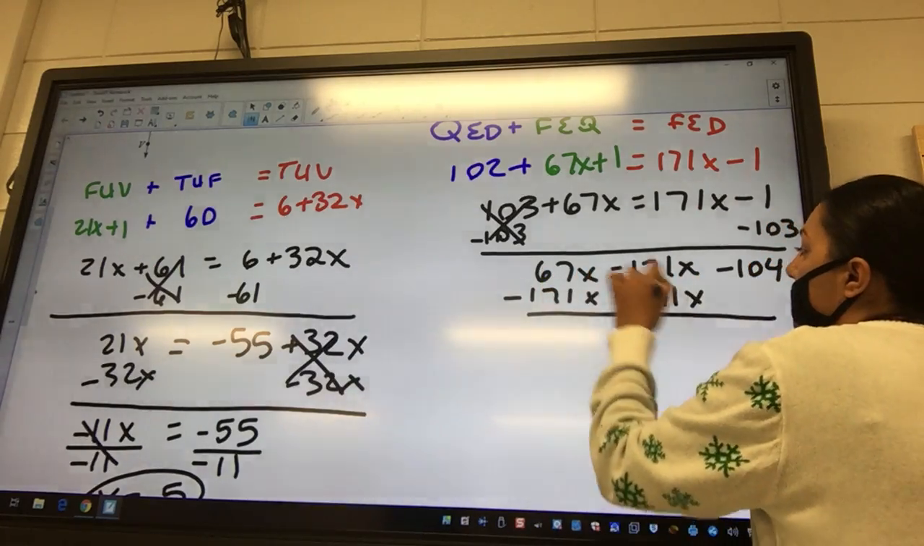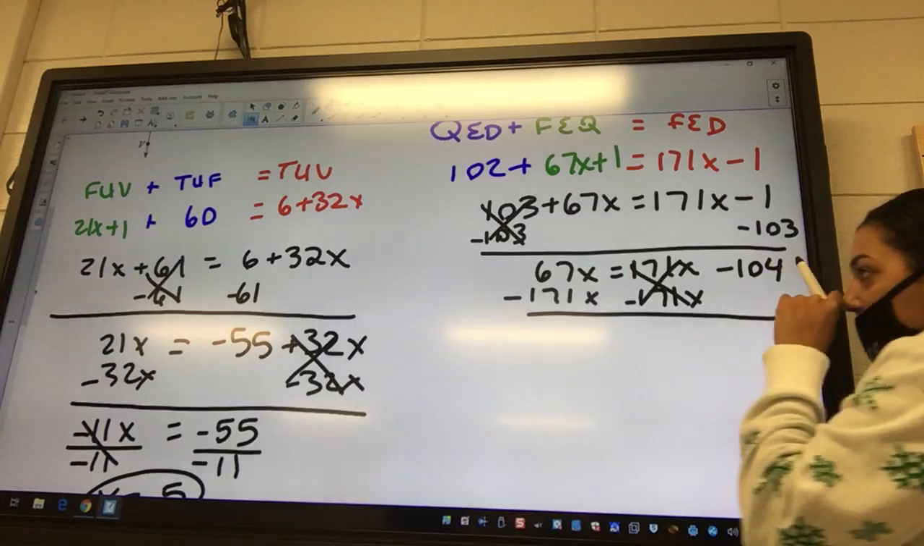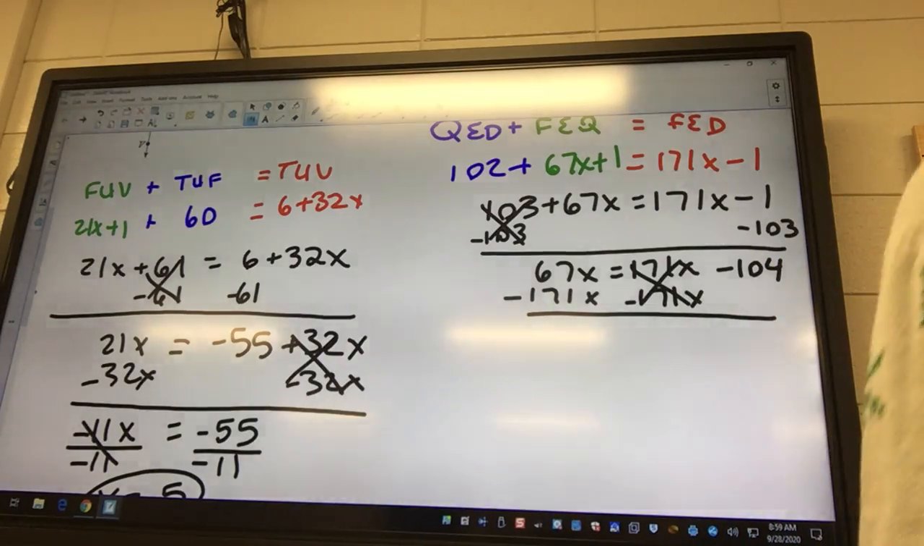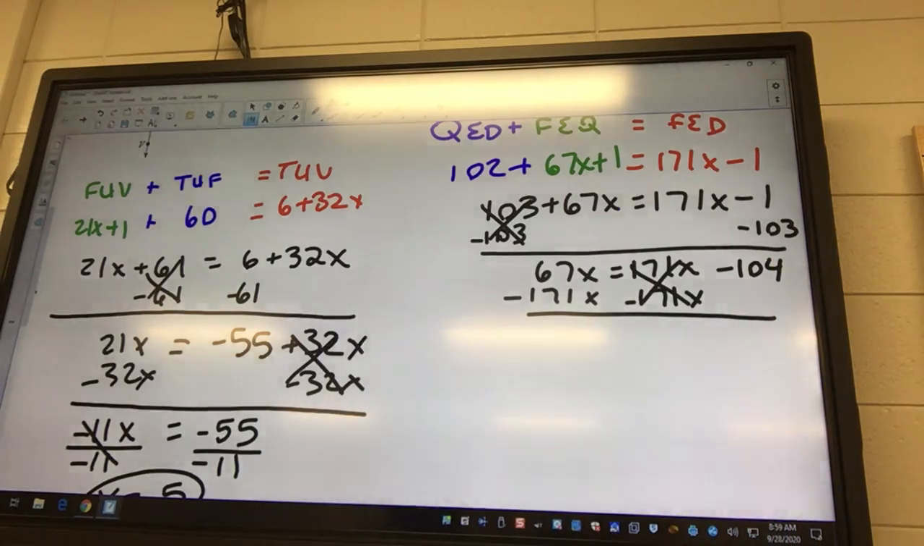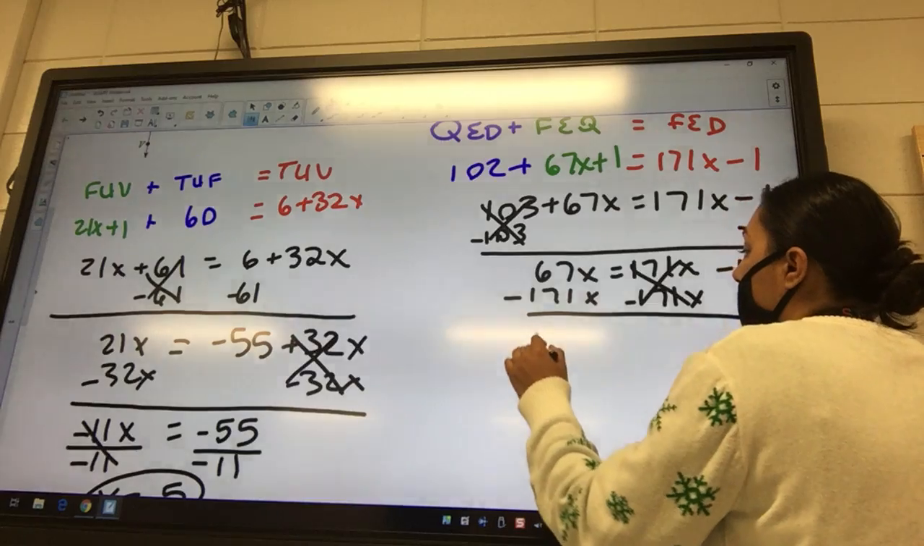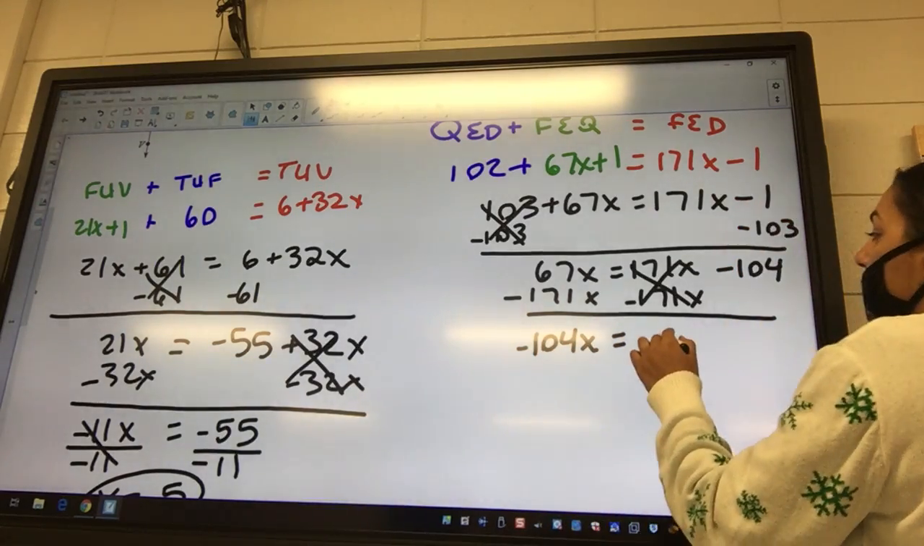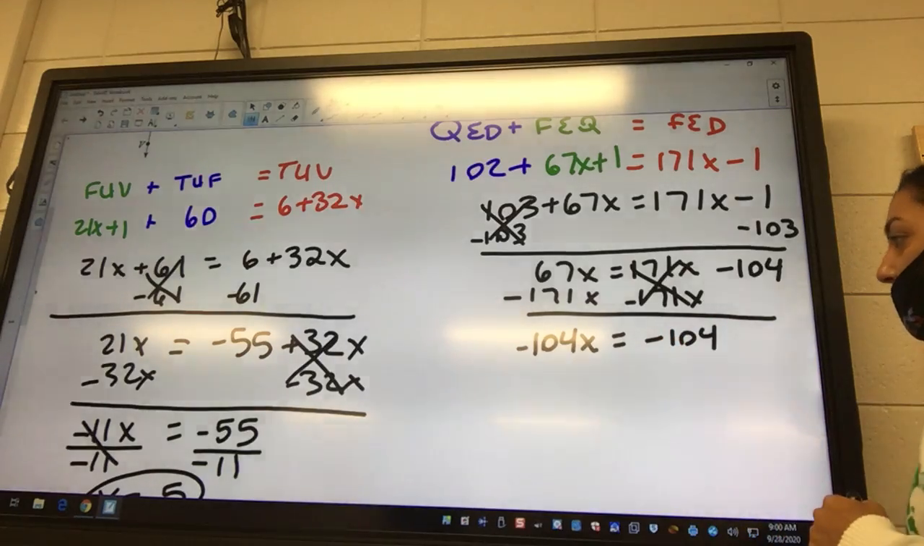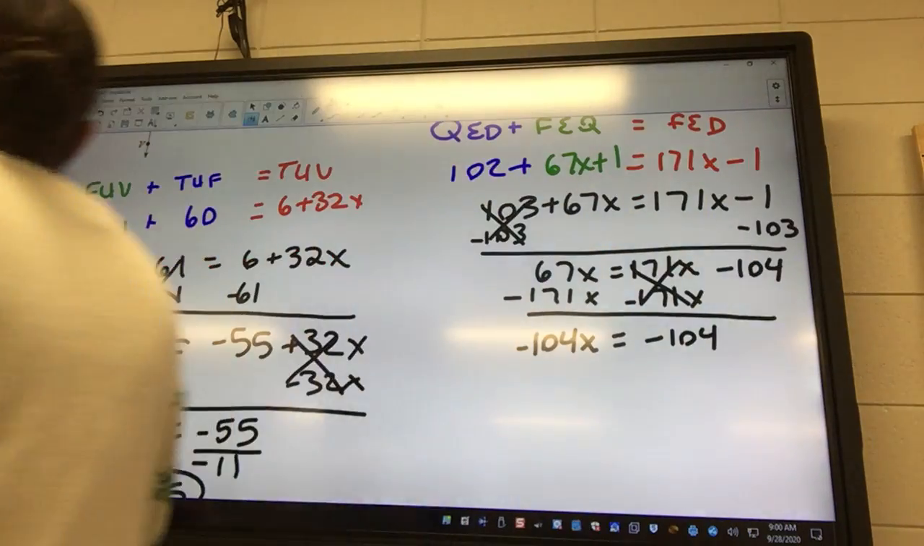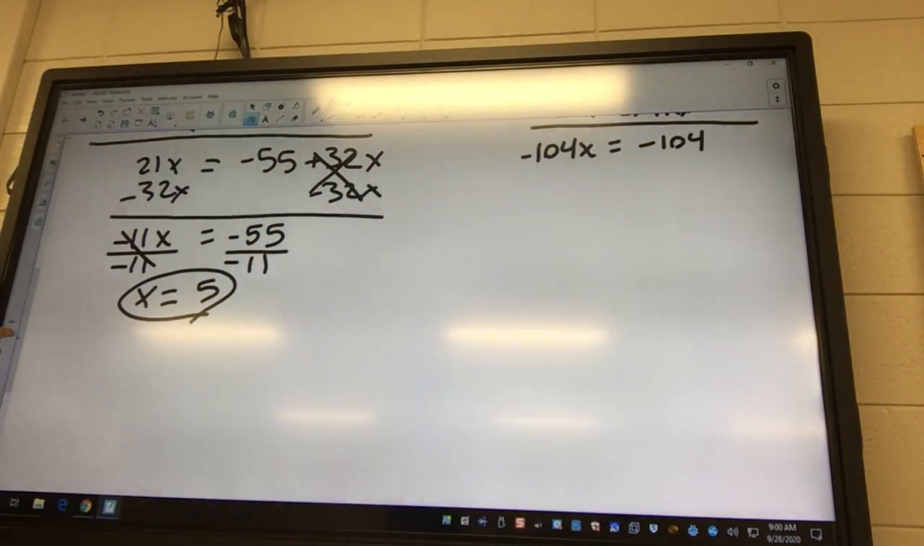Wouldn't they cancel then? The ones would. Now I got 67x minus 171x. I don't know what it is. Permission to look it up. What's 67 minus 171? Negative 104. Yeah. Somebody agree? I'm checking. Minus 171. What did you get? Negative what? I got negative 104.